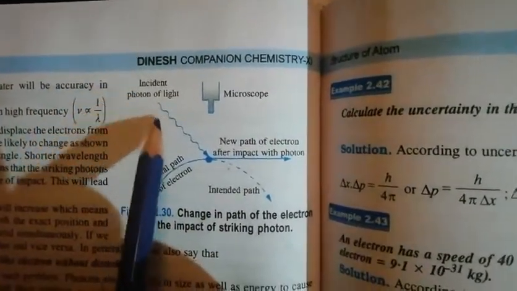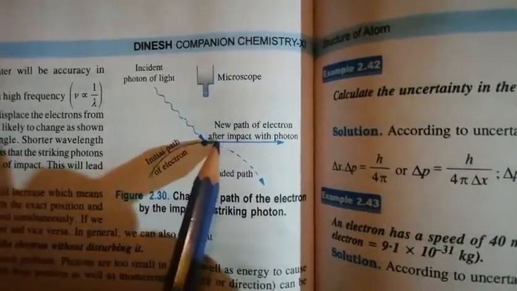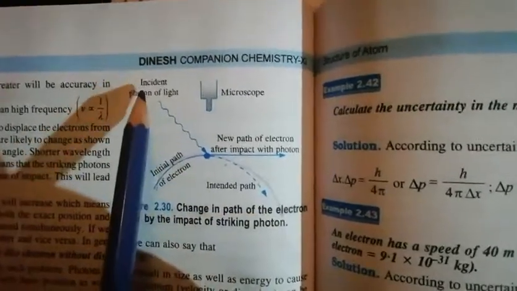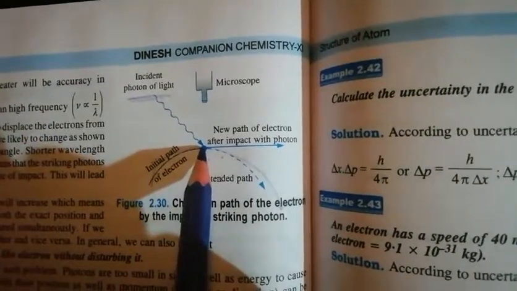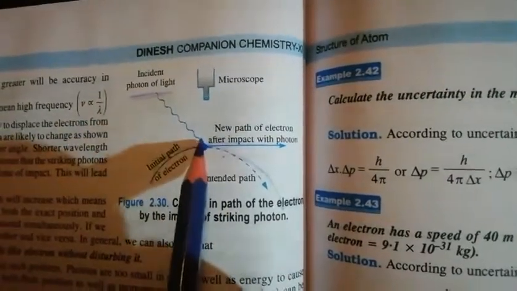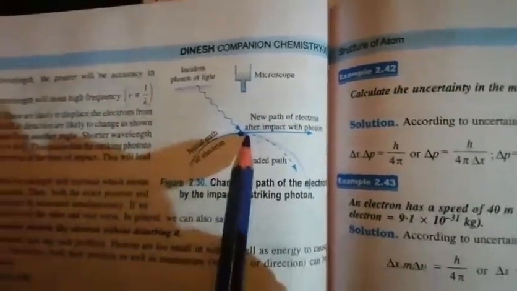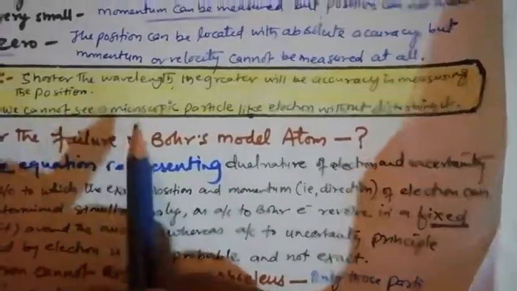Yes, they have found this with the help of this theory, that is one example you can say. The moment a photon of light falls on an electron, initially the path of the electron is like this around the nucleus, but the moment we provide external energy, external light, external heat, the electron is distracted from its original path and takes a new path after impacting with the photon. It means that we disturb the location of the electron. So by disturbing the location of the electron, we can find out the microscopic particle. We can see the microscopic particle.